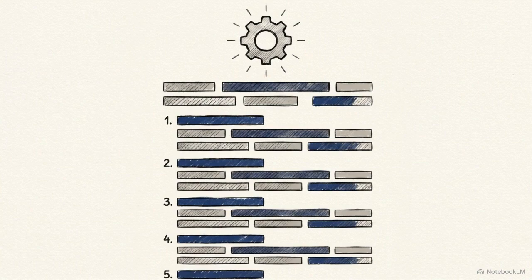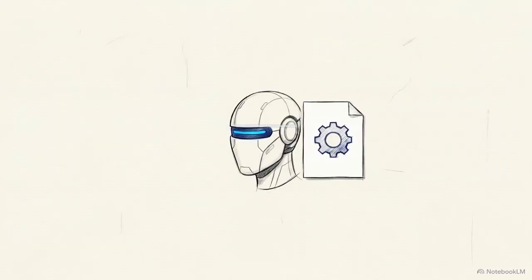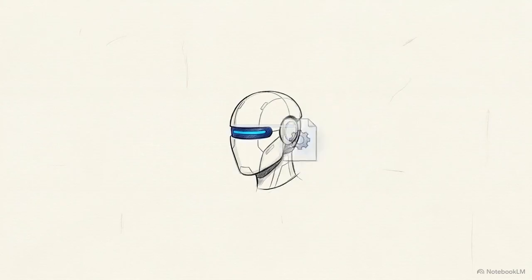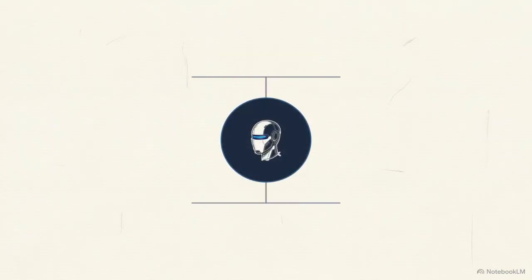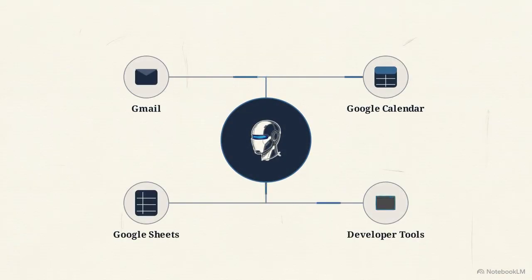Next, we add skills. A skill is a pre-written standard operating procedure formatted in a markdown file. It teaches the AI how to perform specific, repeatable tasks without consuming your permanent memory limits. Then we introduce MCP, or the Model Context Protocol. This is a universal translator that allows Claude to securely connect to and control third-party applications.